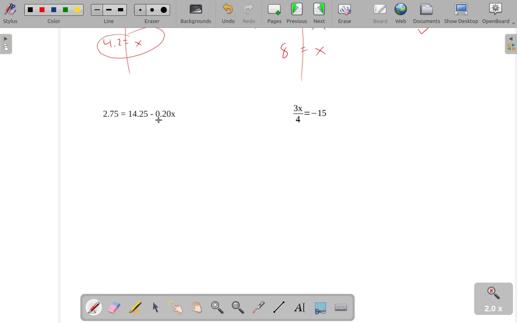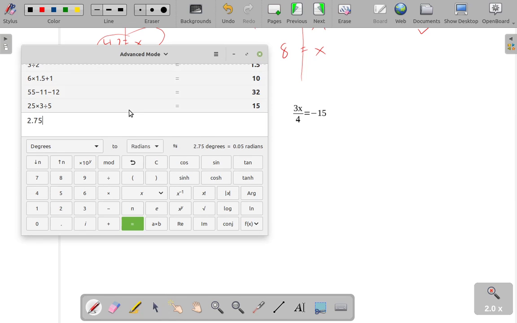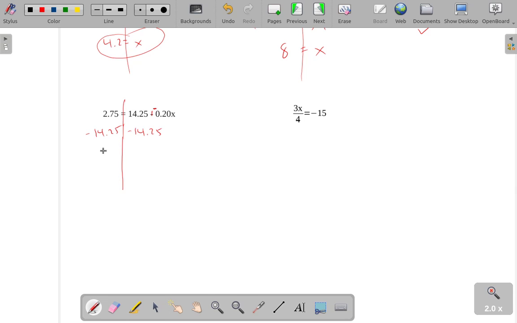It's the exact same idea when you have decimals floating around. I'm going to start by converting this to addition here, so I can see I'm taking the x times negative 0.2 and then adding 14.25. So to solve this, I want to start by subtracting 14.25. Subtracting 14.25, so I'll take my calculator and do 2.75 minus 14.25, which gives me a negative 11.5. Equals negative 0.2x.